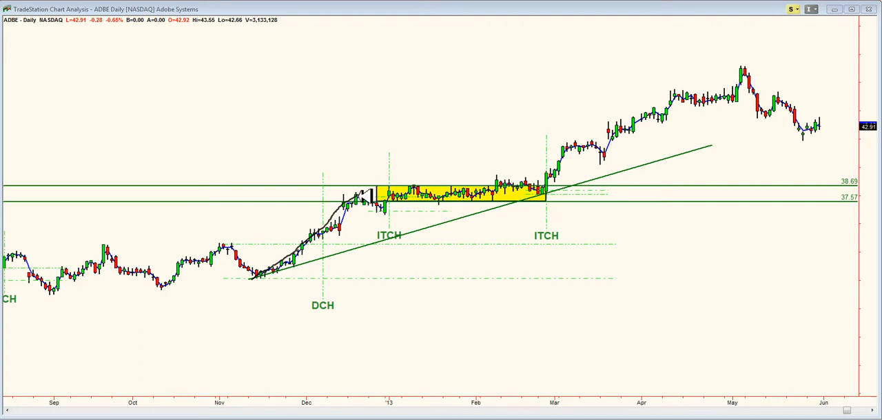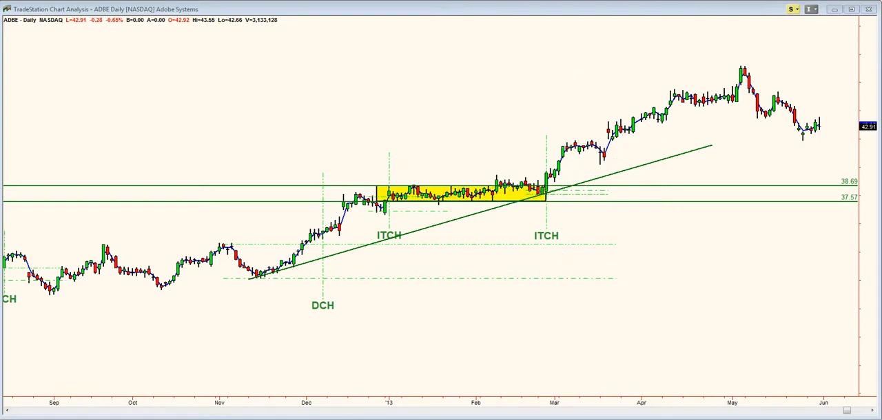Up, sideways. Now, within this consolidation, what did we do? We established our support and our resistance lines. Did we have a reversal? Or did we have a continuation? We had our continuation. And that's what we look for.